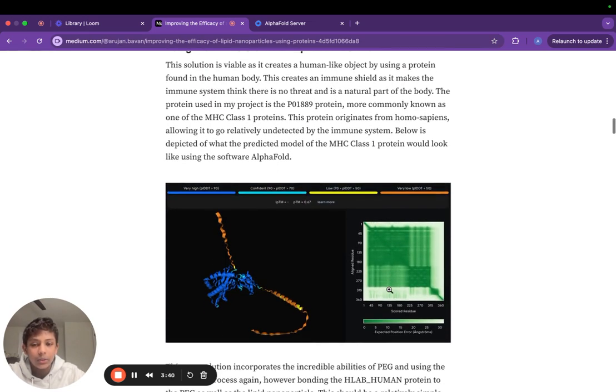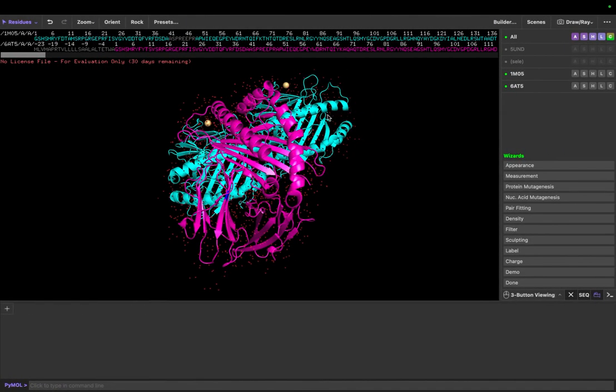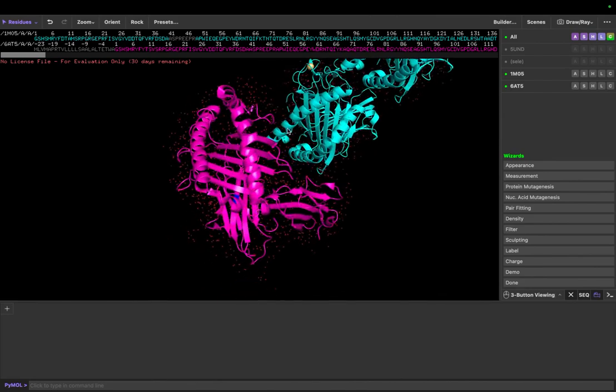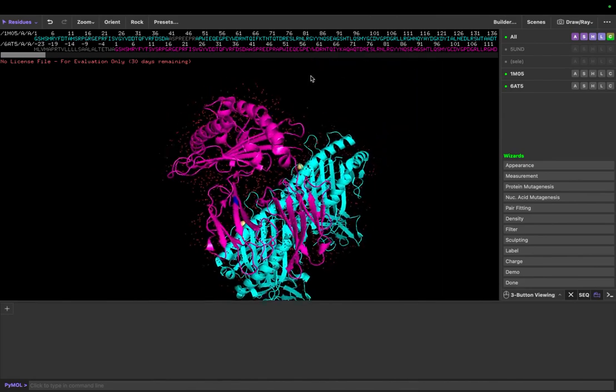And here I used AlphaFold to predict the efficiency of this MHC class 1 protein. And you can see here in the center, it's very high predictability. Near the edges, it's a little bit less. Also, I use the software PyMol to see what these proteins would actually look like. So these are two MHC class 1 proteins. Here you can see them depicted.